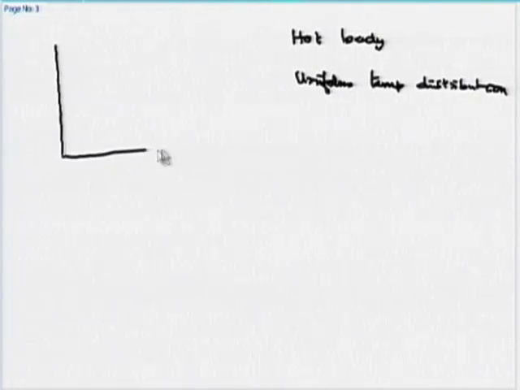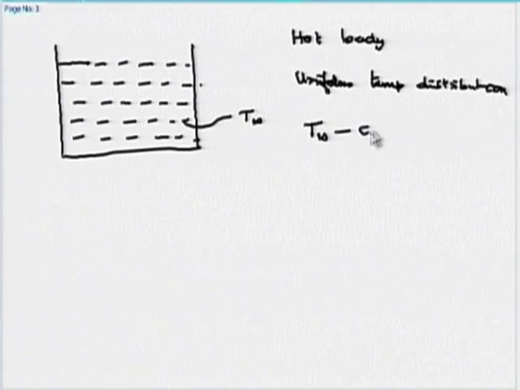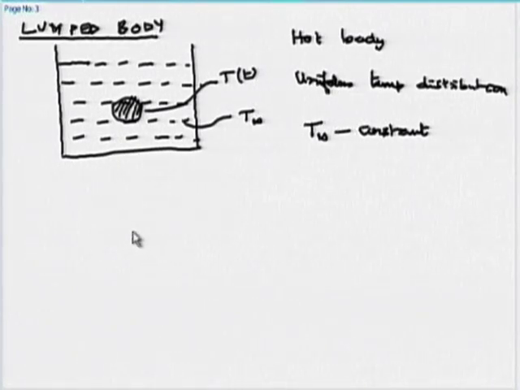Now, I have a very large container filled with water whose temperature is T infinity. T infinity is constant, it does not vary. To maintain it constant, even when I put a hot body in it, it is required that my water pool size is very large, it has to be a big tank. So, I put a hot body in, and it starts getting cooled. The question asked is, how does the temperature of this hot body vary with time? This is a lumped body, so for a lumped body, how does the temperature vary?